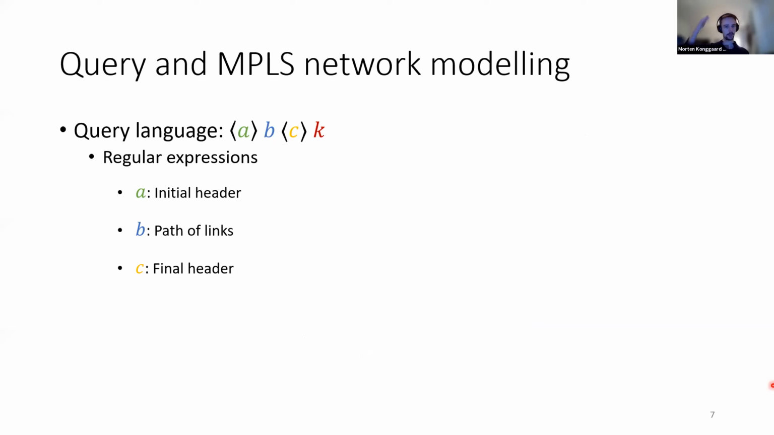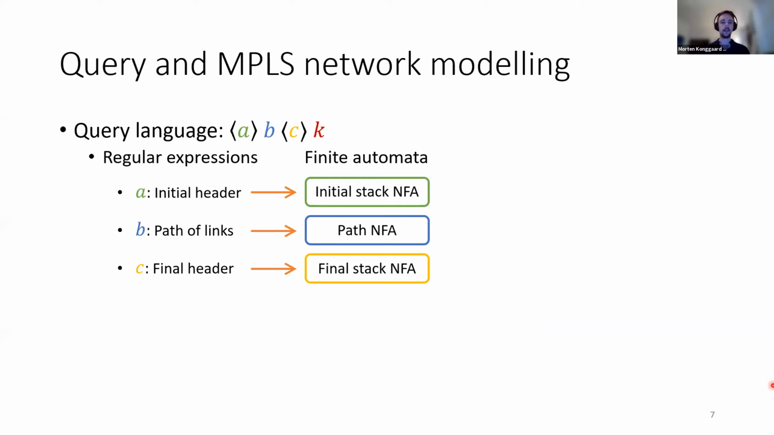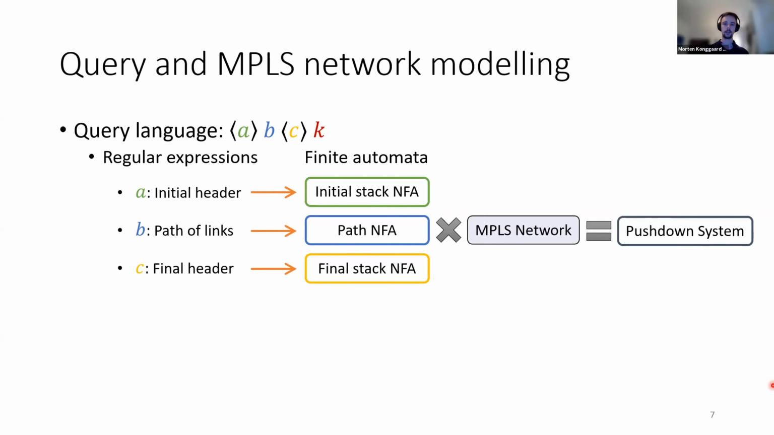So the way we model this, also the way we convert this into something we can verify, is that we first transform the regular expressions into finite automata. And then we take this path finite automata and couple it with the network. As we saw before, the networks are quite similar to pushdown systems. I'll get into detail a bit later. So this gives us a pushdown system.